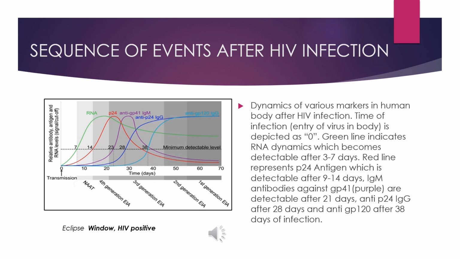So the earliest time when an HIV infection can be detected in the body is sometimes 3 days after the infection, and sometimes it may take as long as 7 days. Then there is detection of the P24 antigen that becomes detectable generally 8 to 9 days after the infection. IgM antibodies against GP41 are detectable almost 3 weeks after infection, and anti-P24 IgG almost 4 weeks after infection, while anti-GP120 antibodies appear after almost 38 days of infection.